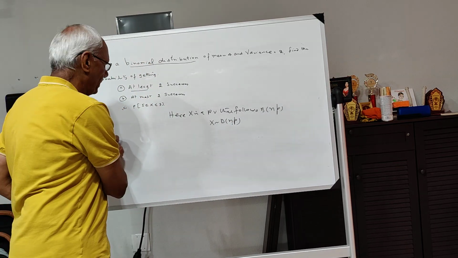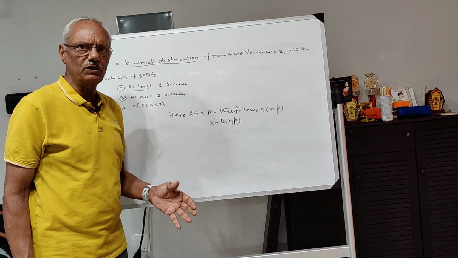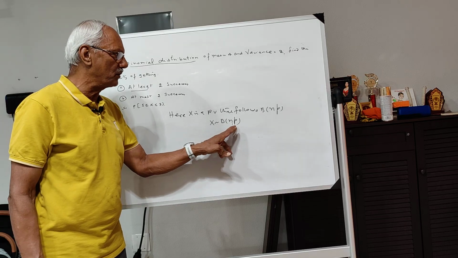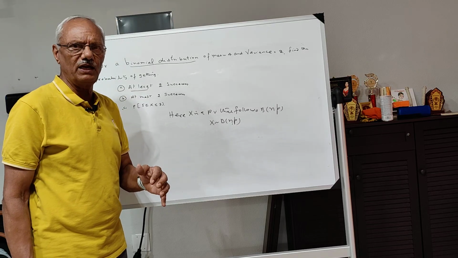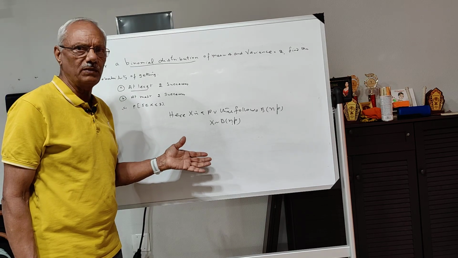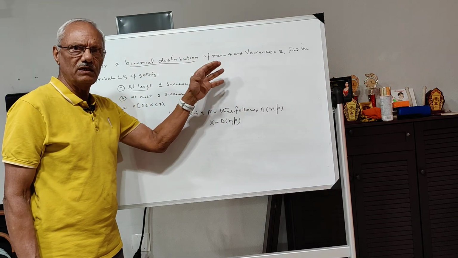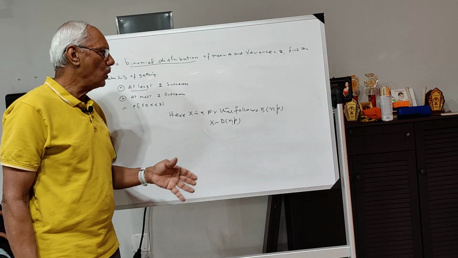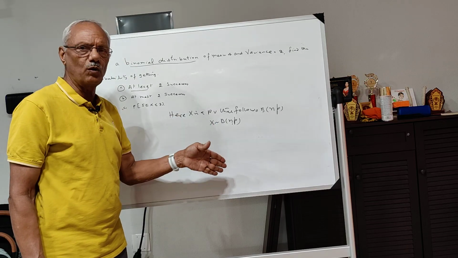I should say that n is the number of trials involved in a binomial distribution, and p is the probability of success. The probability of failure will be 1 minus p. If p is the probability of success, 1 minus p is the probability of failure. Only when you know the number of trials and the probability of success can we work out any problem in binomial distribution. With the data given in the problem, we should be able to find out what is that n and what is that p, so that x will be a random variable following this binomial distribution.